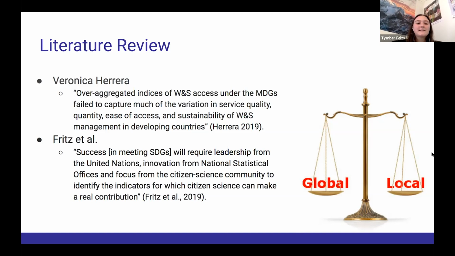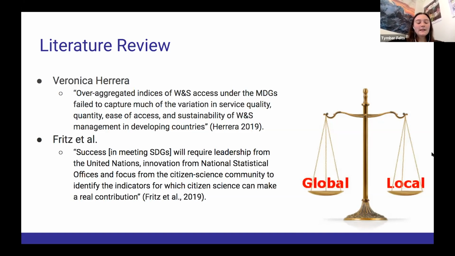The first one was from an article by Veronica Herrera, and she says that over-aggregated indices of water and sanitation access under the Sustainable Development Goals failed to capture much of the variation in service quality, quantity, ease of access, and sustainability of water and sanitation management in developing countries. So she's basically talking about the difference between achieving global goals and how we can apply that to local realities.